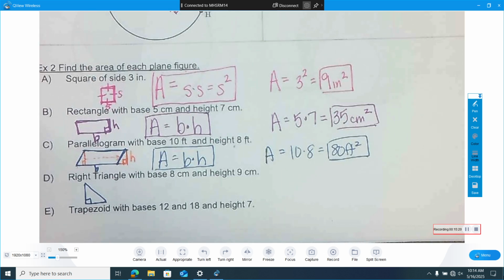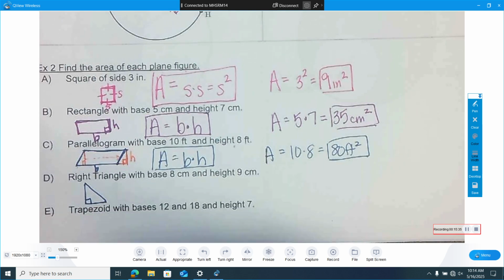Okay. Wait, can you times it by 2 and then just use it as like a square? That's a good thought. Can you times by 2 and is it a square? James, what do you got? 8 times 9 divided by 2. Divided by 2. Okay. So yes.